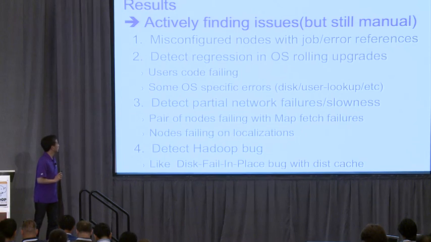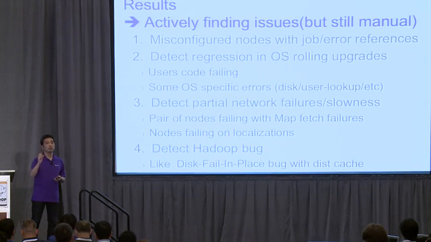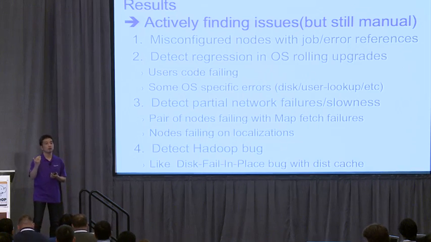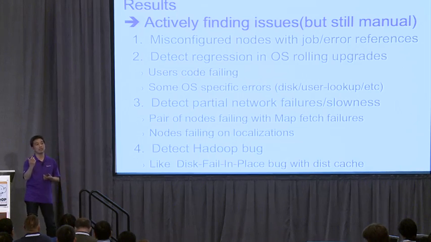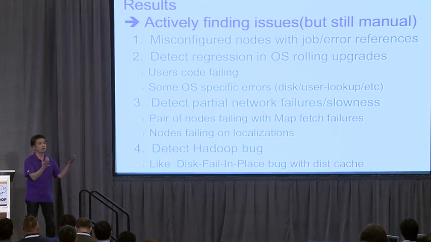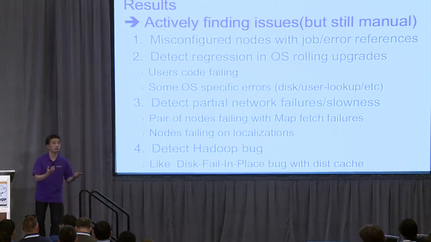And the last one was, it also helped detect a Hadoop bug. There's one feature called disk fade in place, where if the disk becomes read-only, you take out those disks, but you still keep on running. But what was happening was on those nodes, we started seeing class not found errors. And it turns out that there was some inconsistency between what the node manager or the task tracker had in cache versus what jars were stored on disk. So all those things started popping up.